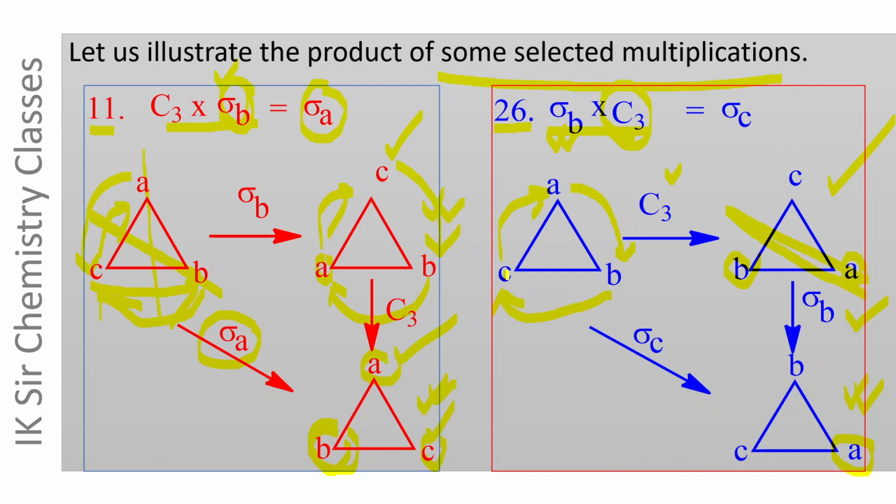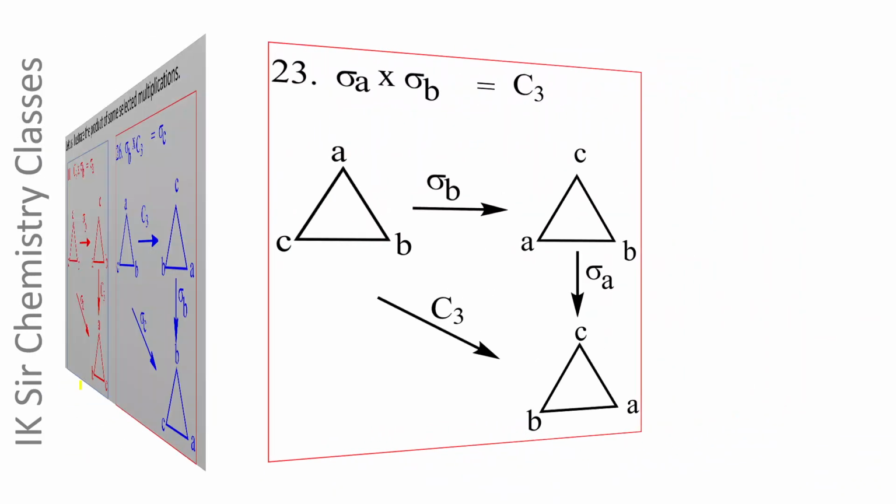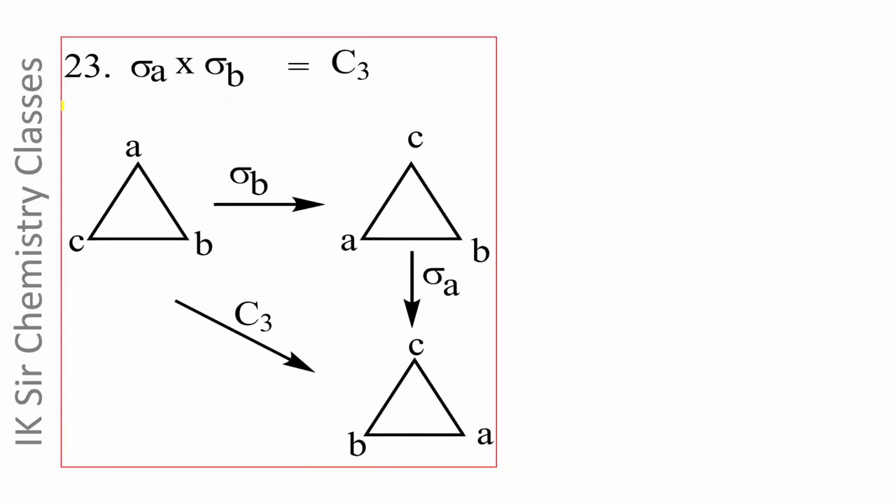It is sigma C. If this molecule is reflected through this plane of symmetry, C will remain unchanged and A and B will exchange their positions. It means the product of C3 and sigma B symmetry operations is equal to sigma C. Sigma B multiplied by C3 is equal to sigma C. Let us now consider the product at position number 23.